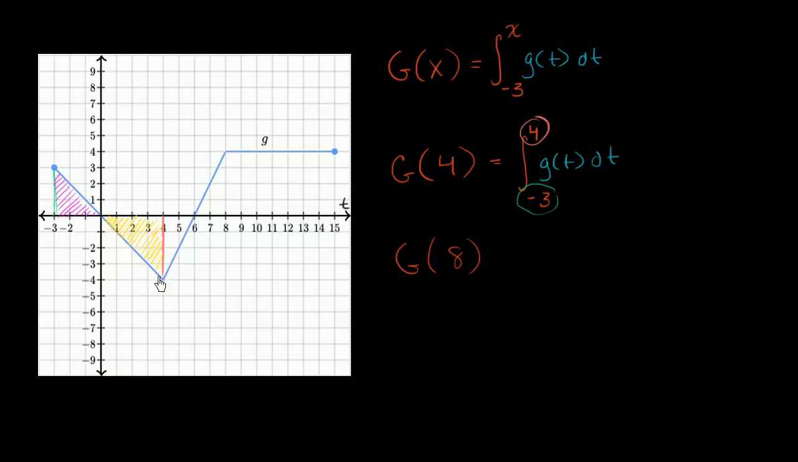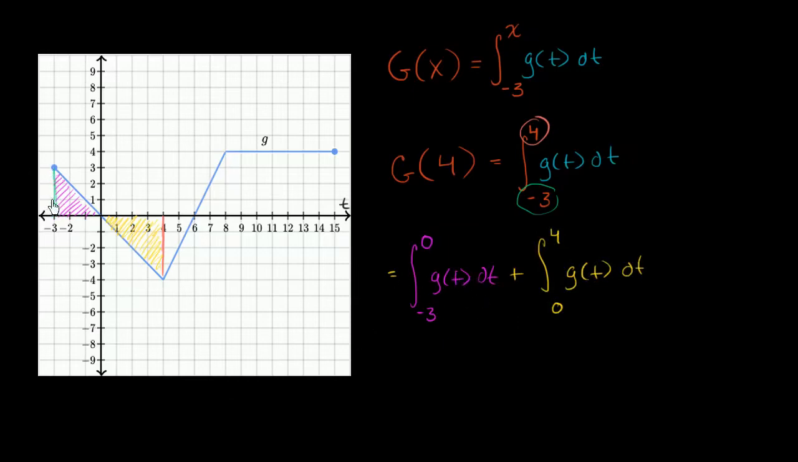So one way to think about it is we could split it up. Actually, let me just clear this out so we have more space. So this right over here is going to be equal to the integral, I'll do that in this purple color, the integral from t equals negative 3 to 0 of g of t dt plus, I'll do this in the yellow color, the integral from t equals 0 to t is equal to 4 of g of t dt. Now what are each of these going to be?